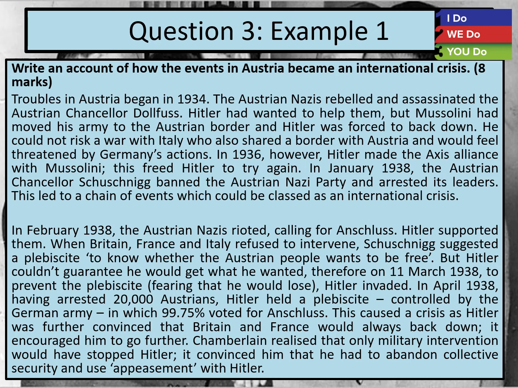So in the second paragraph, I say, in February 1938, the Austrian Nazis rioted, calling for Anschluss. Hitler supported them.